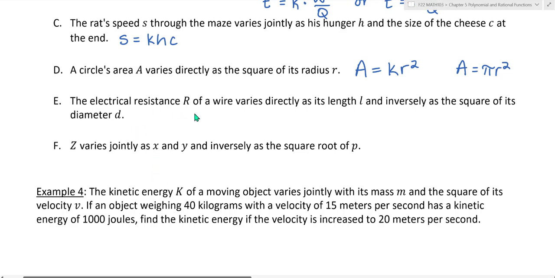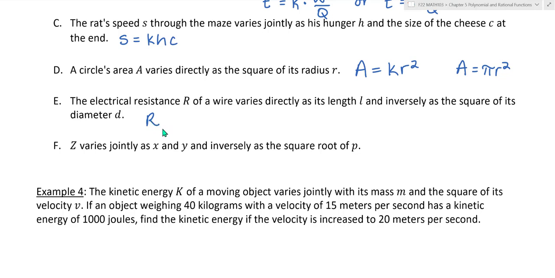The electrical resistance R of a wire varies directly as its length L and inversely as the square of its diameter D. So if you ever have to take physics, particularly, it's usually second semester physics, then you'll learn about electricity. So resistance is an important part of that.